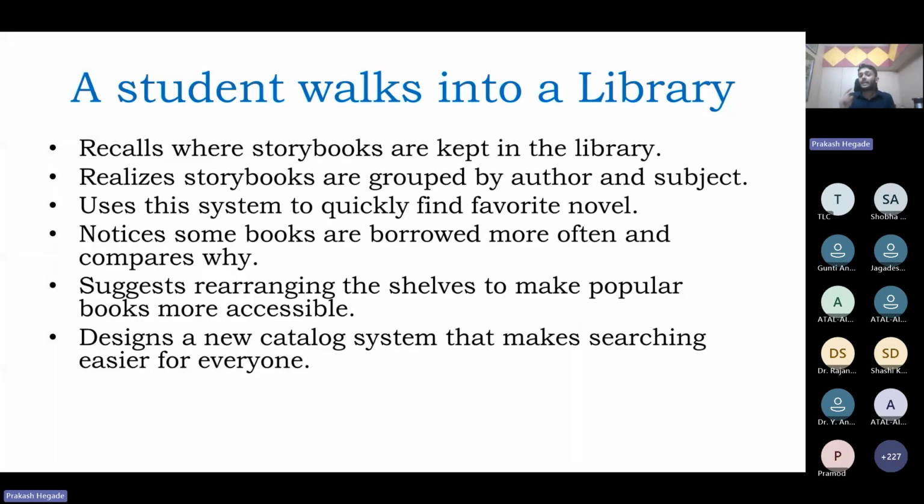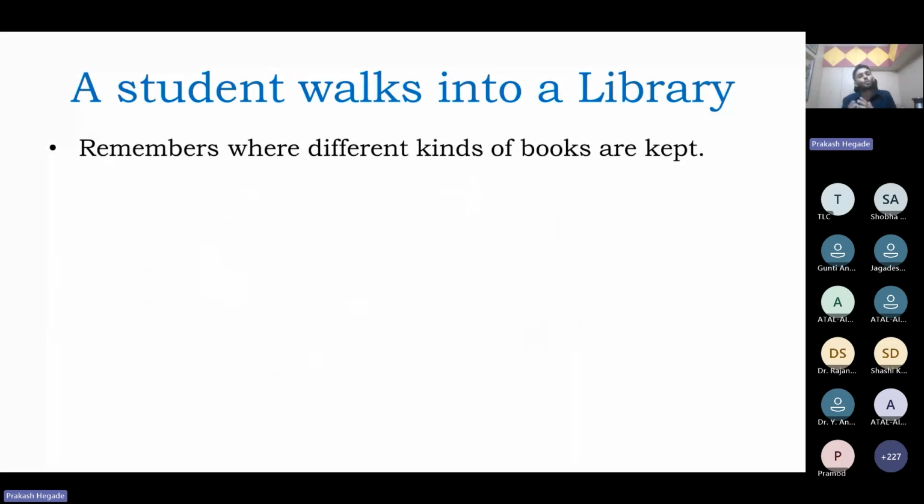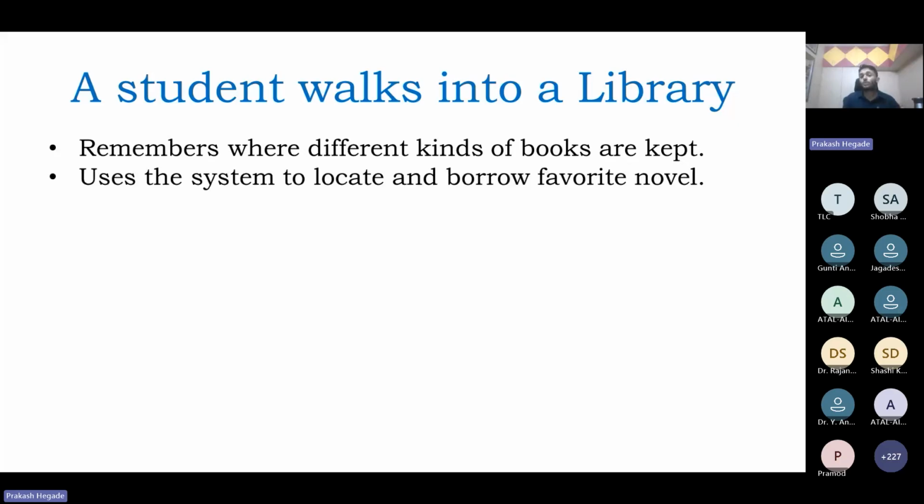Let's take an alternate second perspective. Okay, the second perspective is that the student walks into the library and remembers where the different books are kept. Okay, like, okay, this is where the different books are kept. The student also uses a system to locate and borrow the favorite novel. Like say, okay, a catalog is built, you borrow.